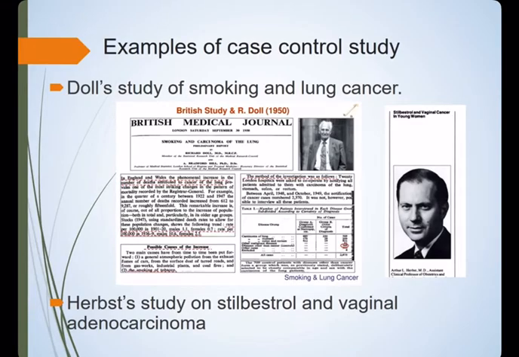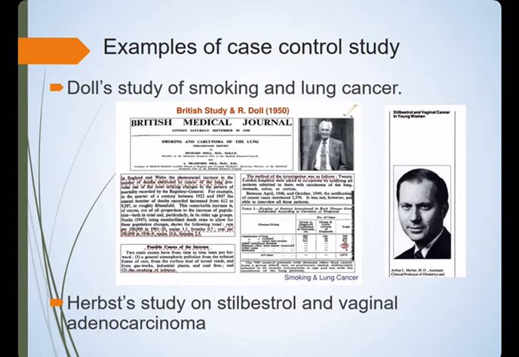Now, let's take a look at an example of the case control study. For example, if we want to assess the association between smoking and lung cancer, as Doll and Hill did in the 1950s, we then need to do as they proposed in this paper published in the British Medical Journal: whether smoking was associated with lung cancer.